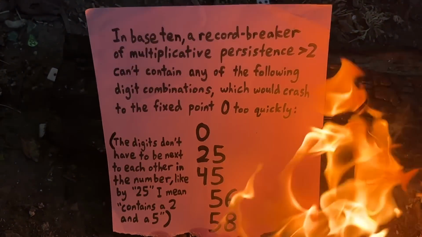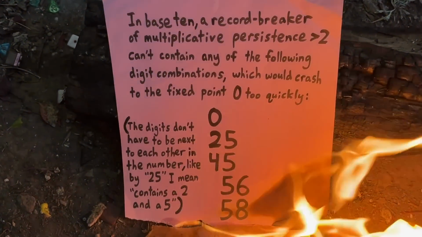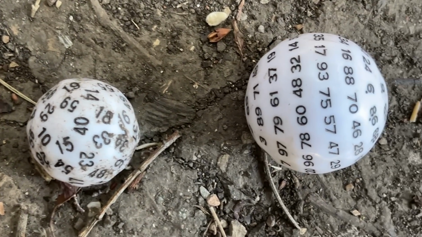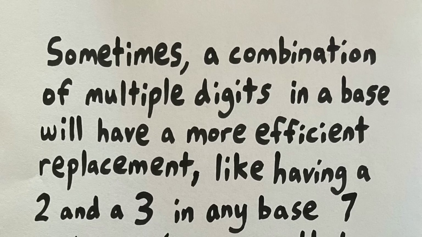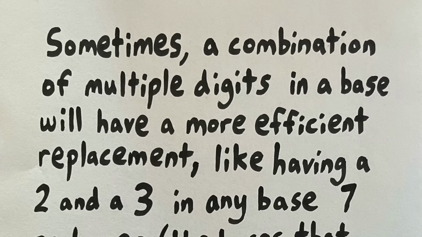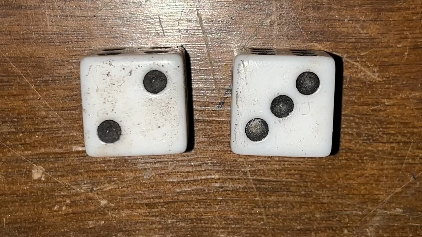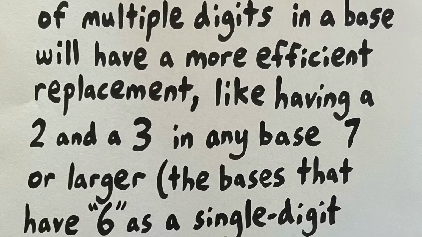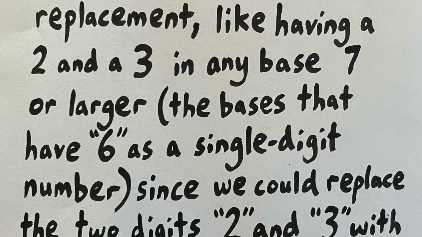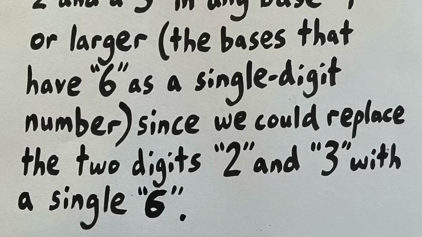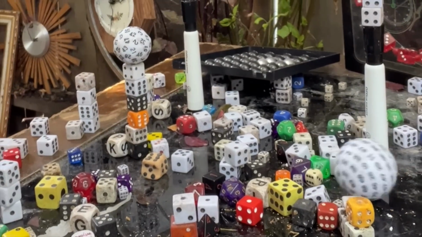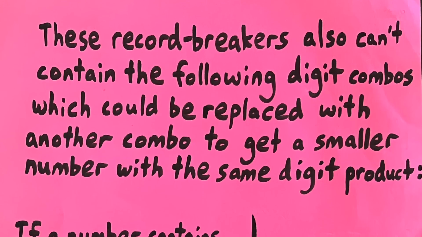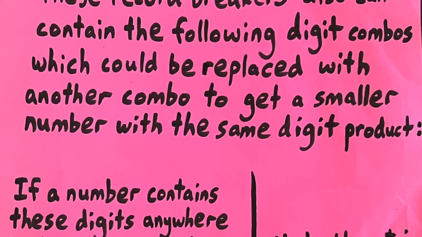Now, unlike the 0 dodging restriction, which relied on the number's factors, this type of restriction just relies on the number's size, and the digit combos that are inefficient for any base also will be inefficient for larger bases, like 2, 3 could be replaced by 6 in base 7 or any base larger than 7, and won't show up as a record breaker in any of those. So by base 10, we've already stacked a bunch of digit combos that couldn't possibly be in a record breaker of persistence more than 2.